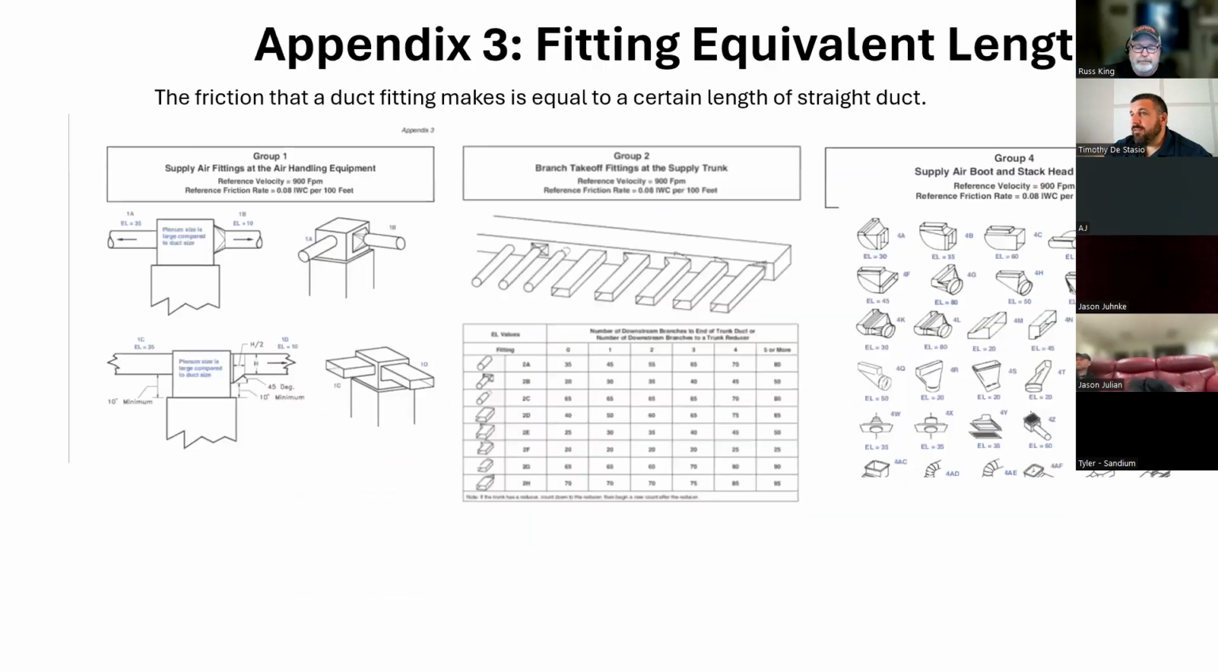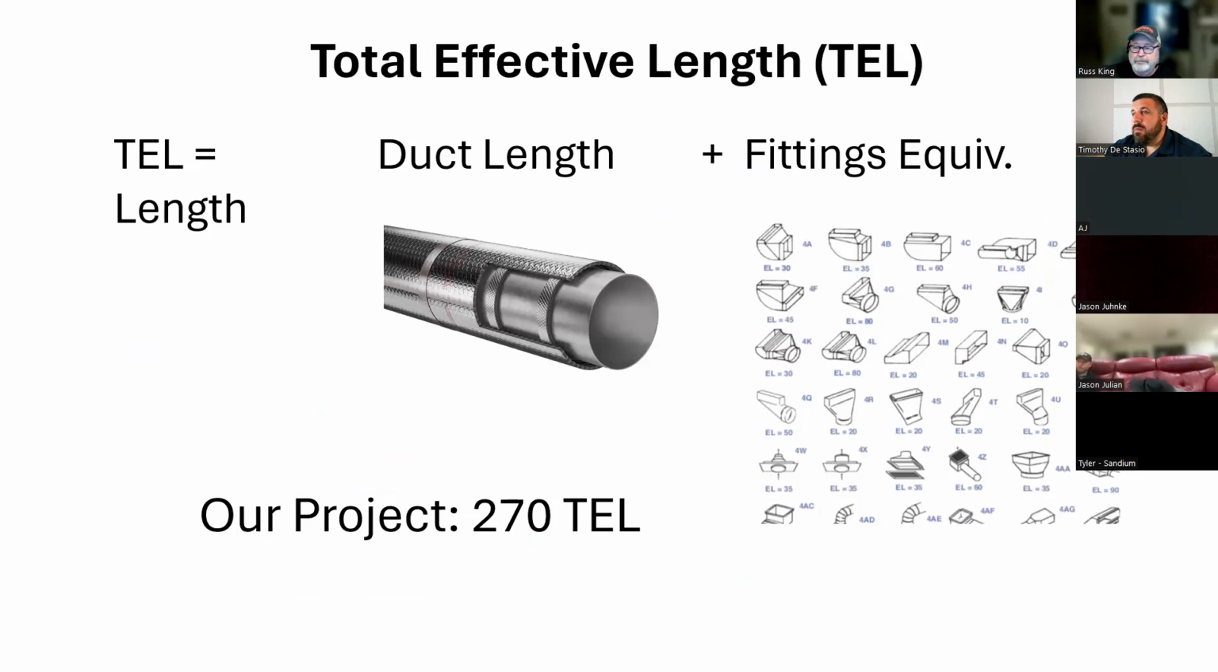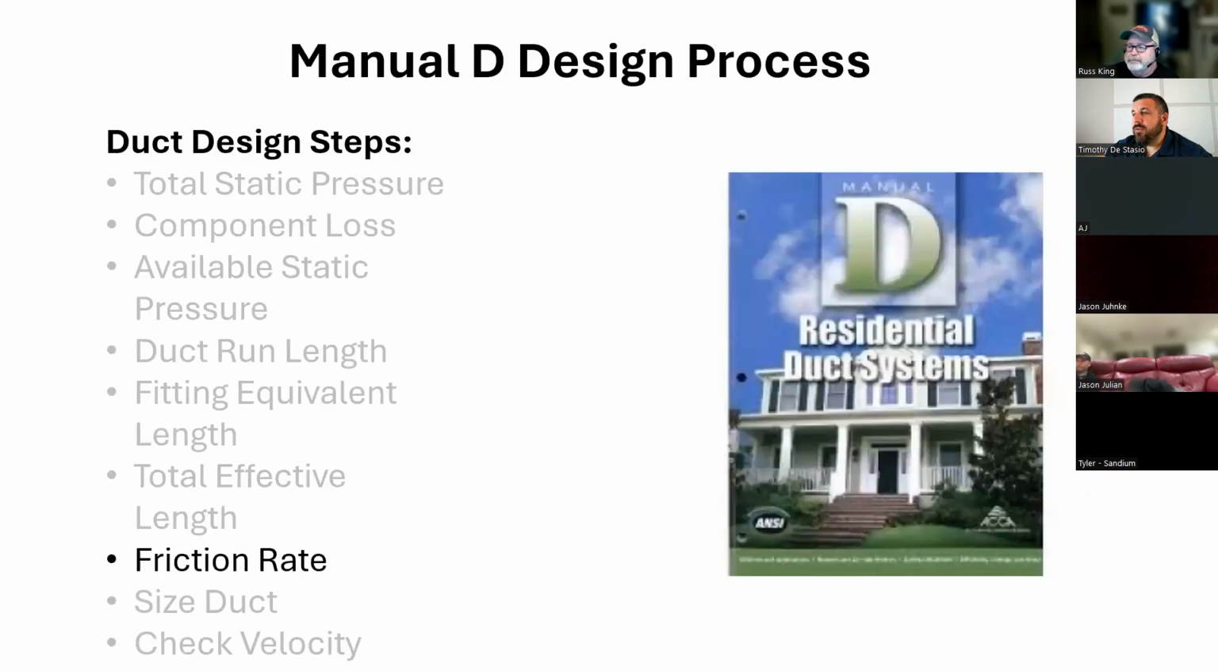Then you've got fittings, and fittings have an equivalent length. So, for example, this 1A fitting, this collar that comes off of the supply plenum, is the equivalent of 35 feet of linear straight line duct. And every fitting, a takeoff, an elbow, a transition, everything has an equivalent length. So you're going to have to add all those up to come up with your total effective length, which is the linear length of your ducts plus all your fittings. In this case, your project is 270 feet of total effective length.